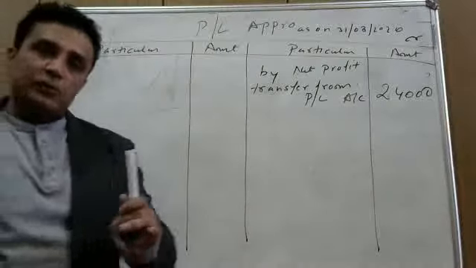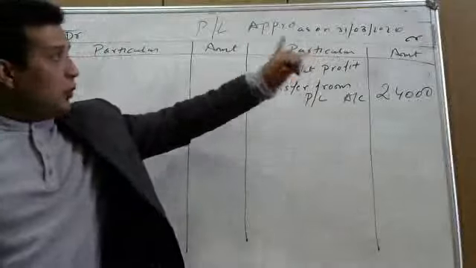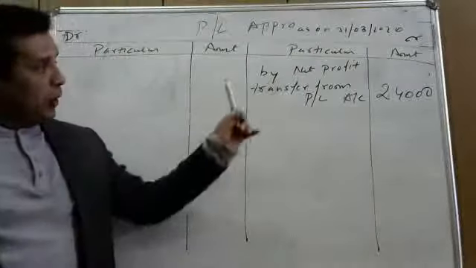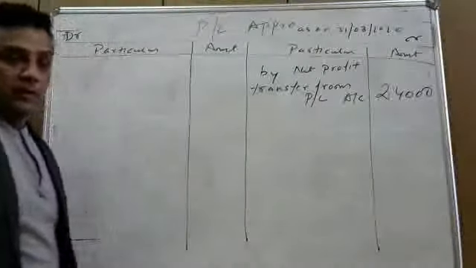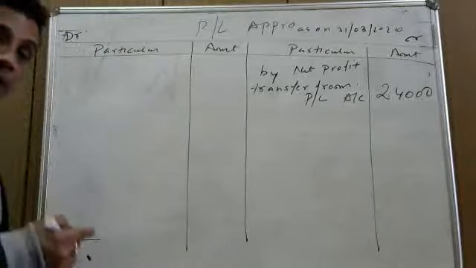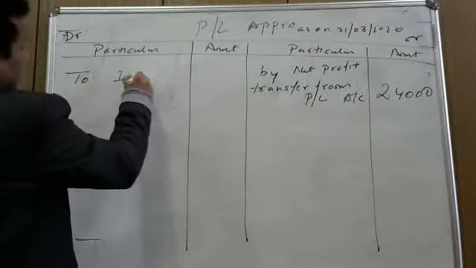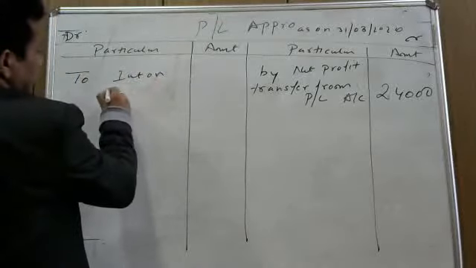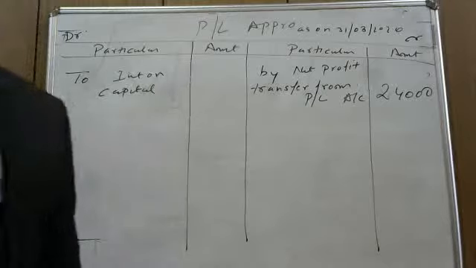Now I hope it's clear. Profit is decreasing because the profit is transferred to PL appropriation account. A new liability arises, PL account. So whenever a liability increases, it is always credited. The entry here is by net profit transfer PL account. Similarly, what are the expenses for the firm which the firm is providing? The firm is giving interest on capital. We write over here to interest on capital.